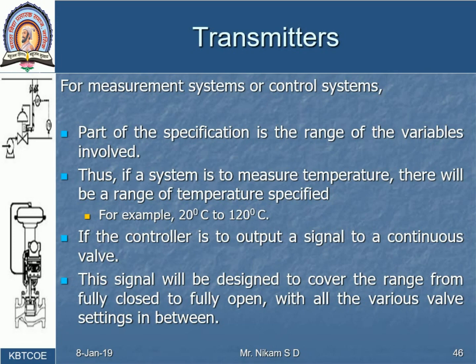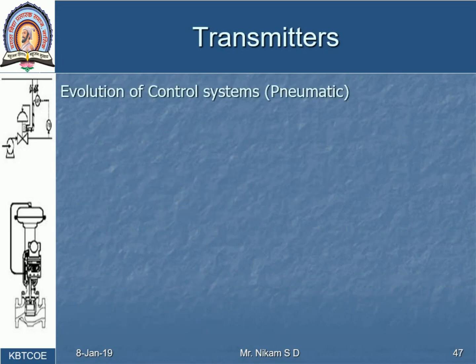When 4 milliamps is given, the control valve is completely closed. It is 0% open. When 20 milliamps is given, the 100% opening will be there for your control valve. This way the ranges get defined. Okay. Next, evolution of the control system.